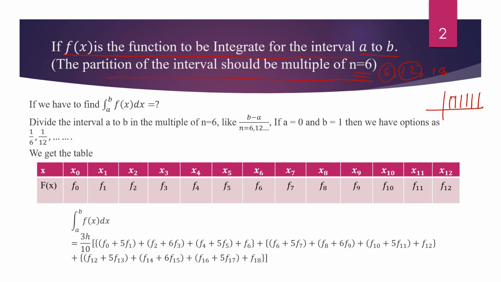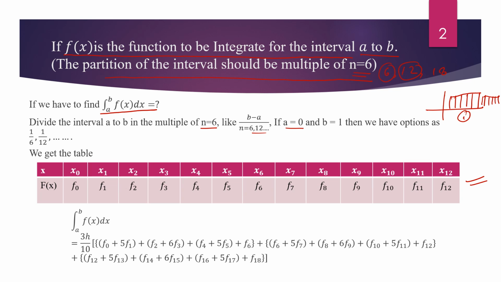it will consider at least 6 strips at once, and this is the first slot, and again the 6 strips, again the 6 strips for the second repetition of the formula. So I am using this formula for 12 partitions. If we have to find the integration of f(x) dx from a to b, then the interval should be a multiple of 6. That means b minus a upon 6, 12 or 18 onwards.